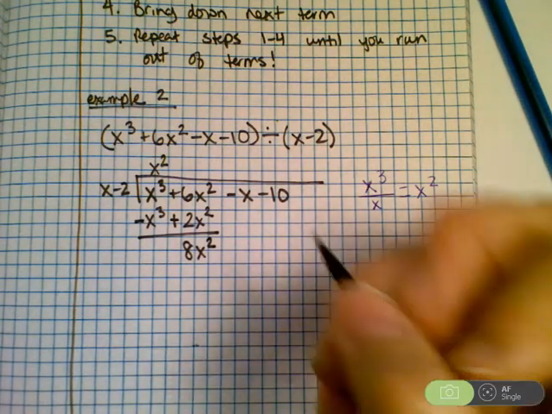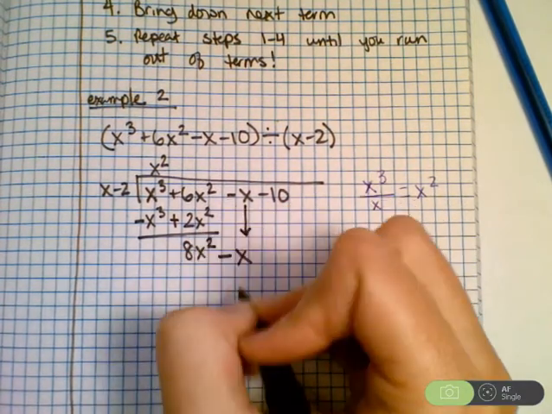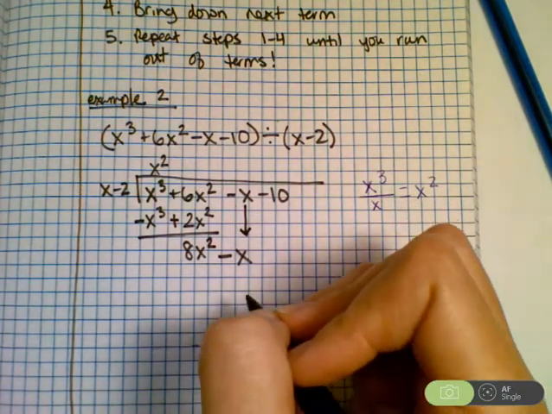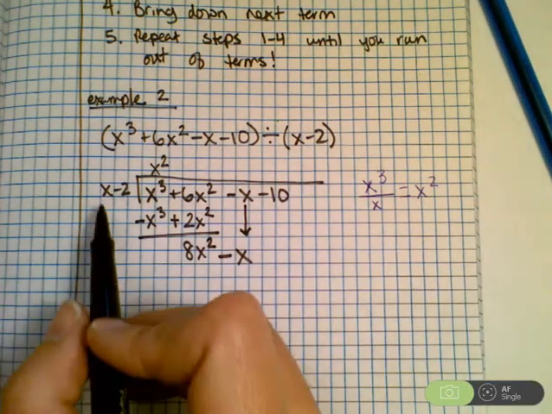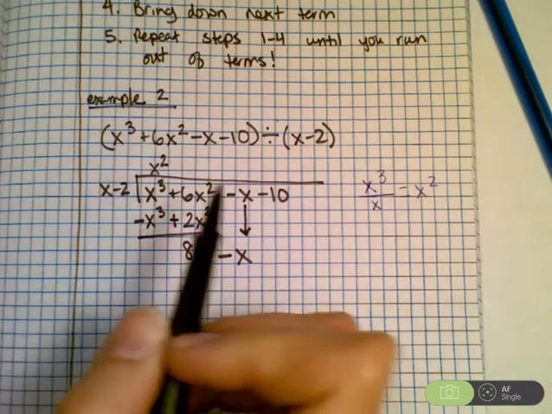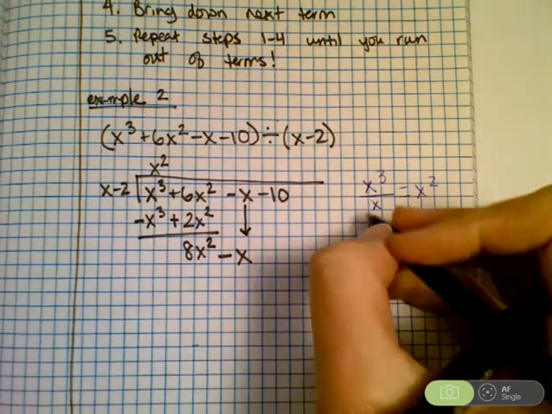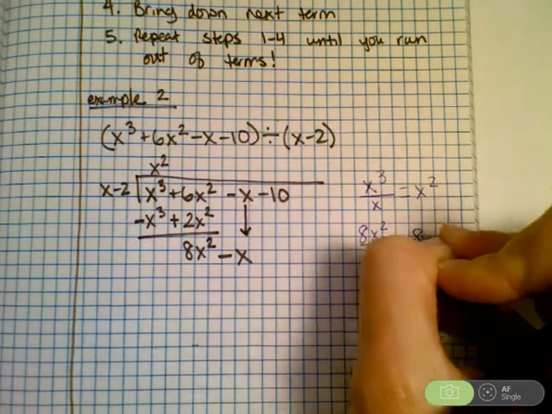I bring down the next term, which is this negative x. Make sure you keep the negative with it. That's important when we do these problems. Obviously, positives and negatives are not the same. And now we go back to the beginning. First divide, so we do 8x squared divided by x. 8x squared divided by x is just 8x.